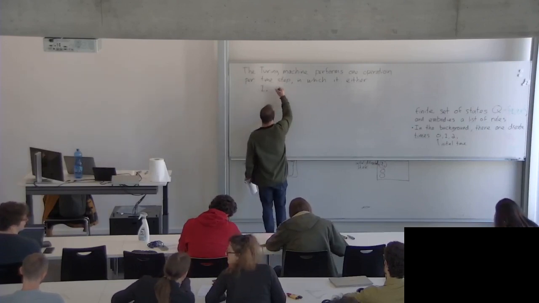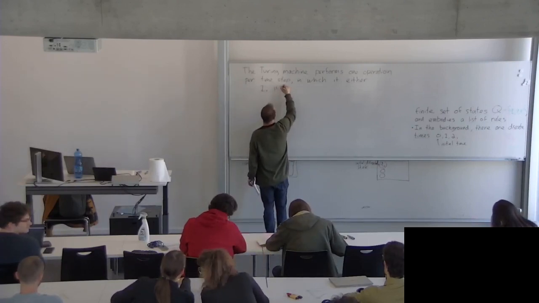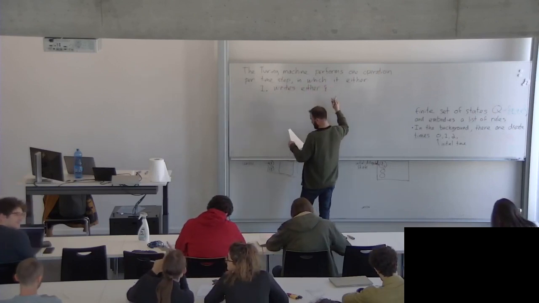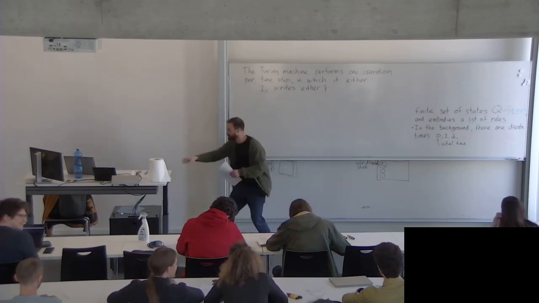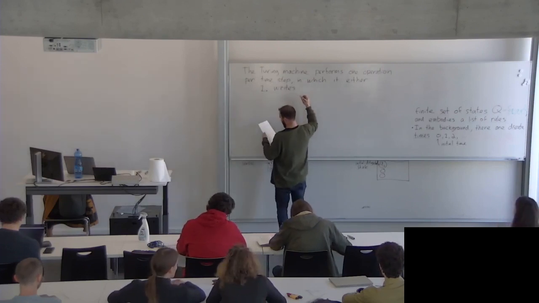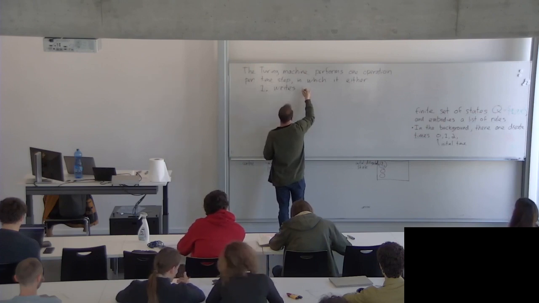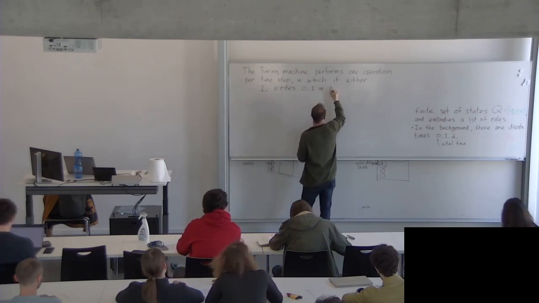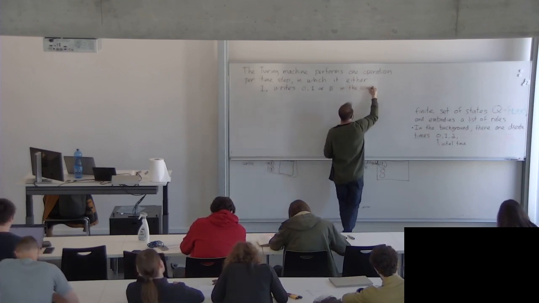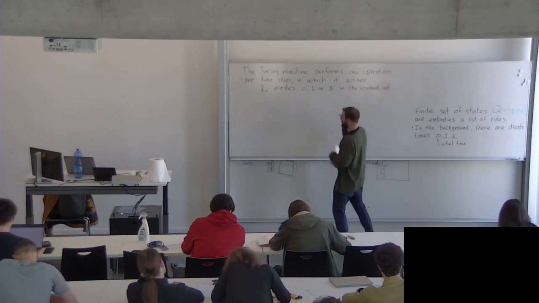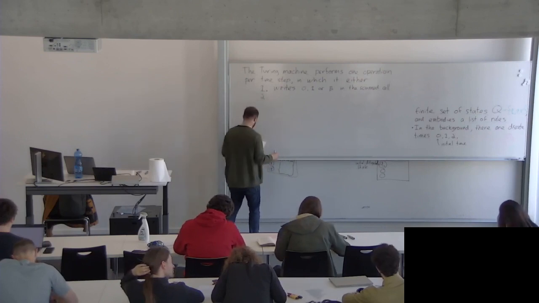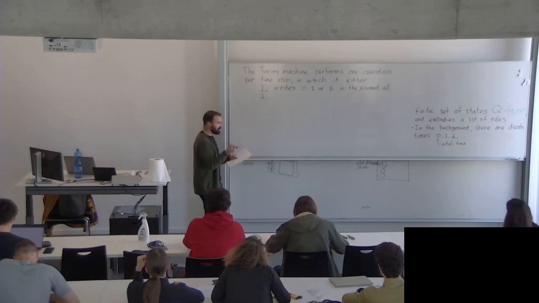So one of the things it can do is write 0, 1, or B in the scanned cell. That's one thing it can do. Or it can also move the head left or right.